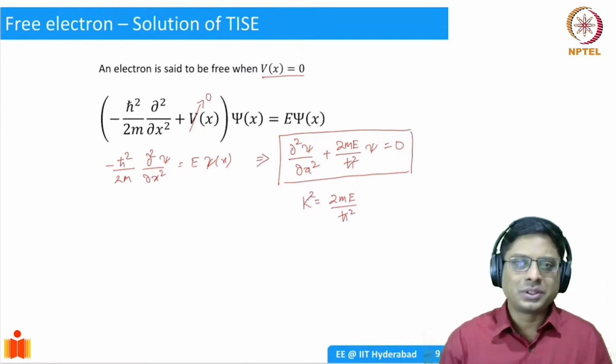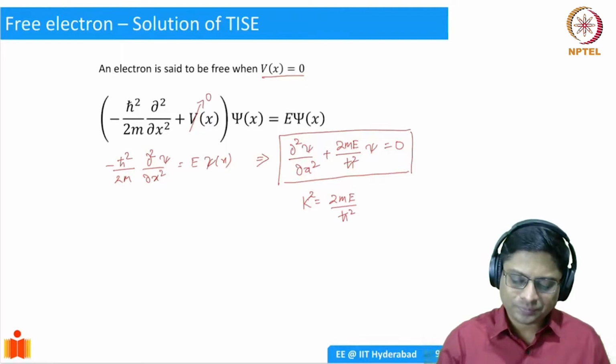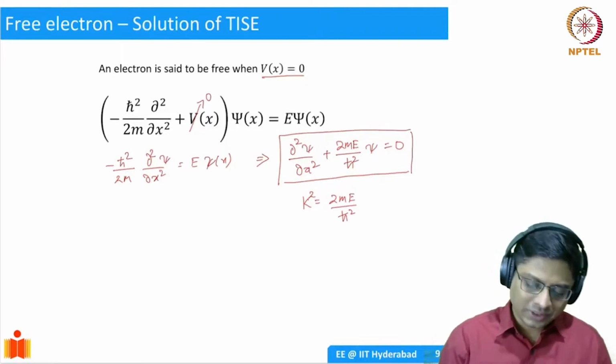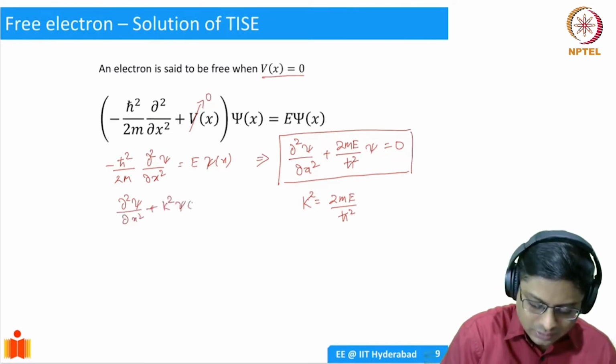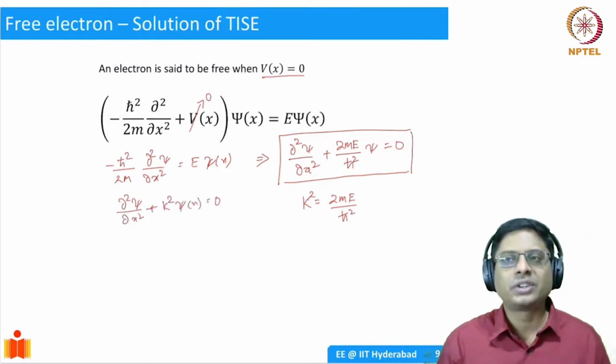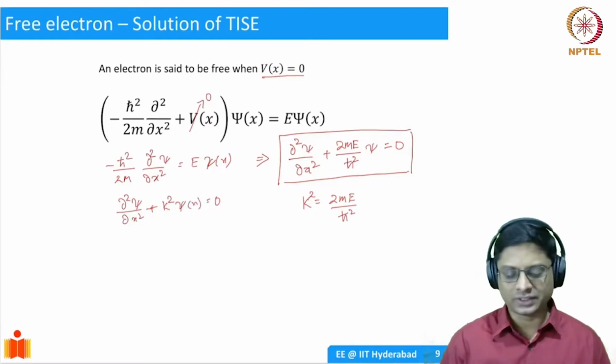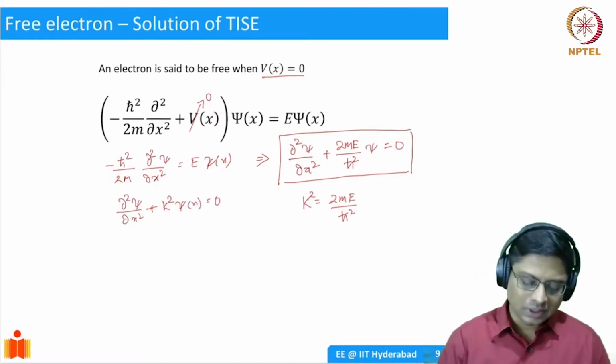Okay. We will come to why this is like this. So now, if I do this, my Schrodinger equation becomes ∂²ψ/∂x² plus k²ψ(x) equal to 0. So what is the solution for this? What is ψ? K is a constant. So what is ψ?